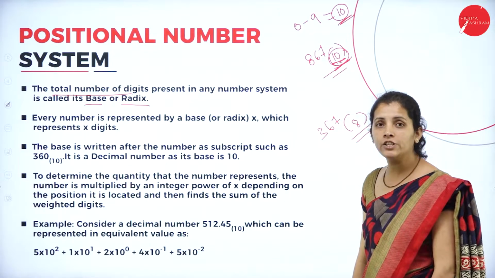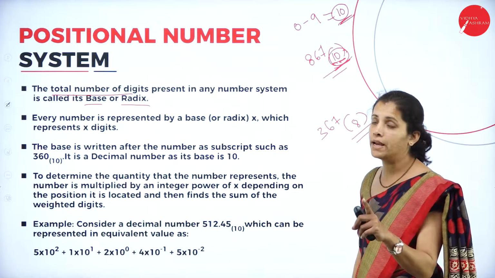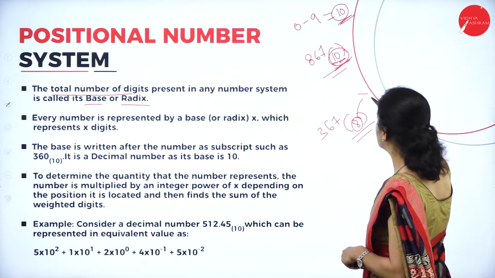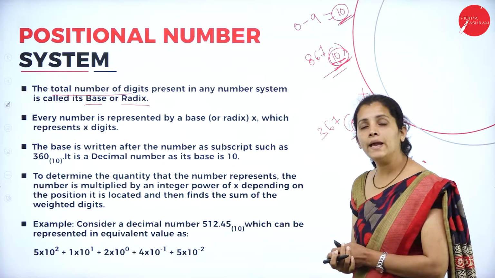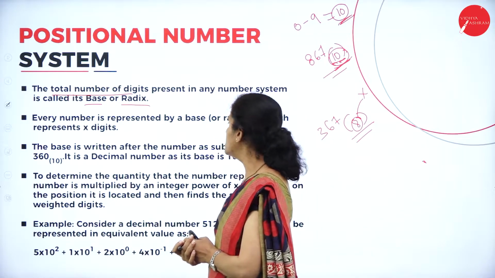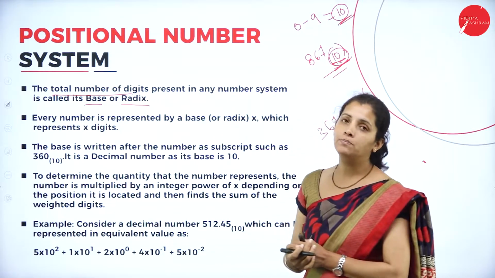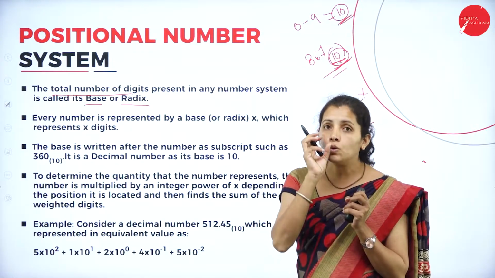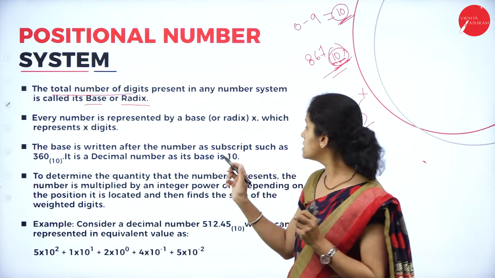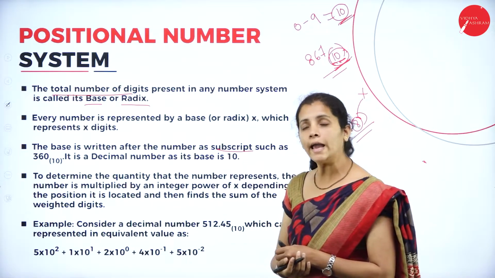and it can have 8 digits. And what is the range here? That is 0 to 7. So here 8 is nothing but the x, and x is nothing but the base or radix. The base is written after the number as a subscript. So to represent the base, I'm always going to use a subscript, that is x.